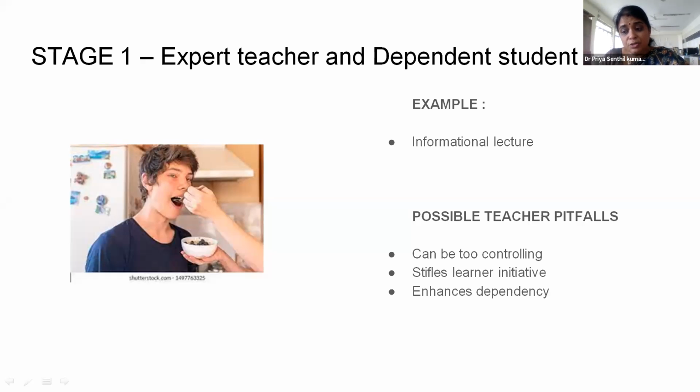These students have the advantage that most of them will be systematic and disciplined. But the thing is they lack the relevant knowledge, skills and experience, and of course the self-confidence also. So they require a teacher who is an expert in the subject, but if the teacher just stops there, there may be some pitfalls. It can become too controlling a situation, and learner initiative doesn't happen at all. So sometimes when we have very good teachers, that's a problem. And it enhances dependency, so the student might continue to be dependent on the teacher.